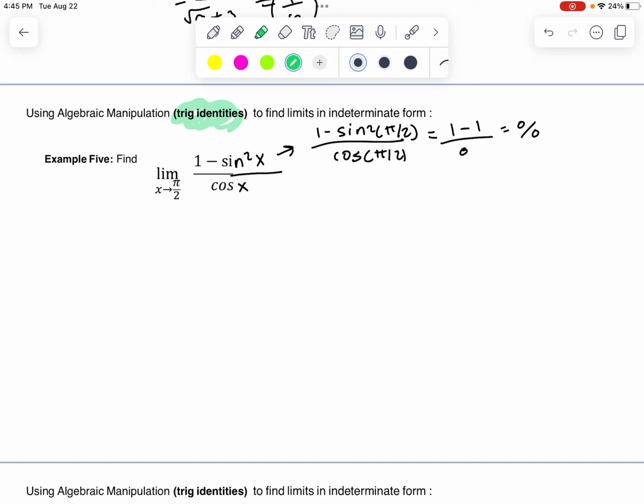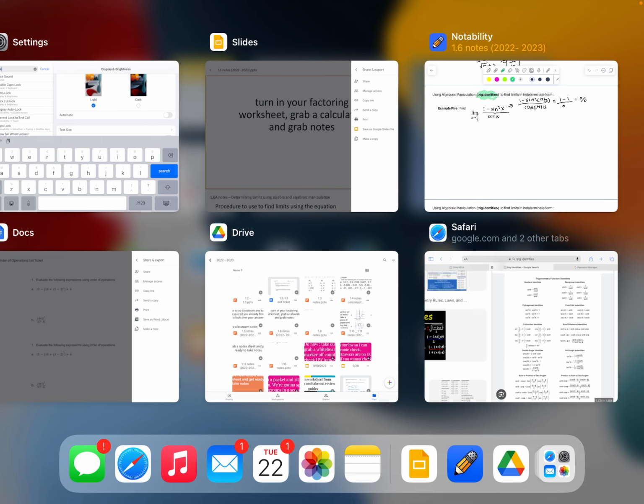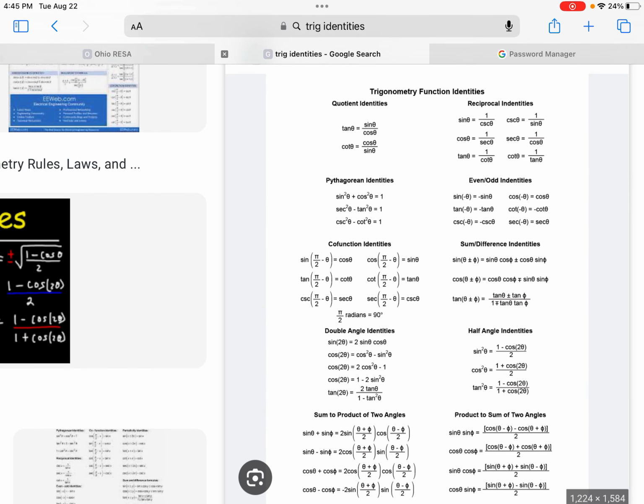And so I'm trying to think, okay, is there any identity I have that incorporates that could somehow cancel out cosine of x? So if I look here, the Pythagorean identities has sine squared theta plus cosine squared theta equals 1. So that is definitely an option.